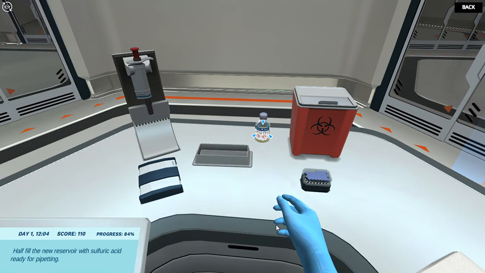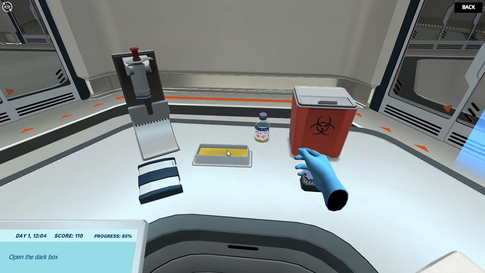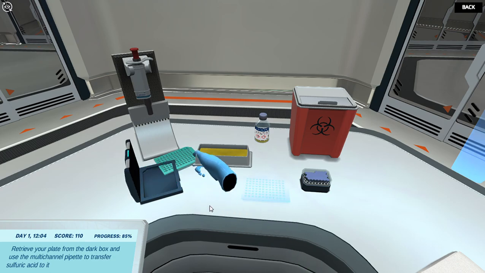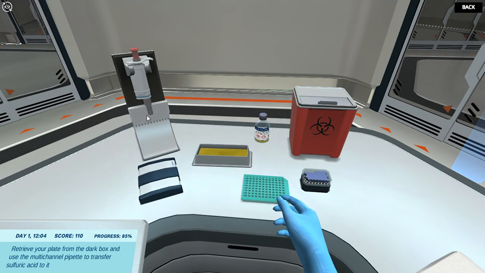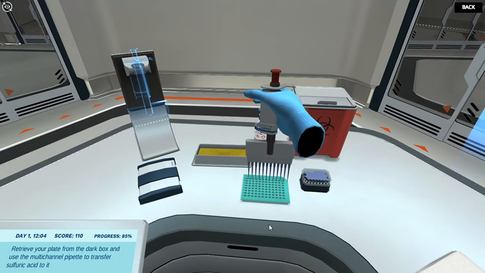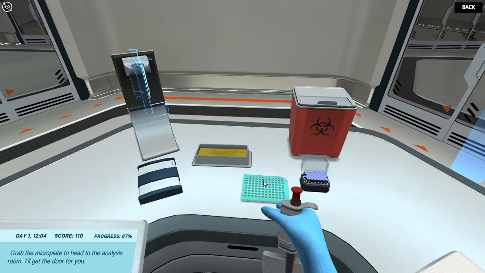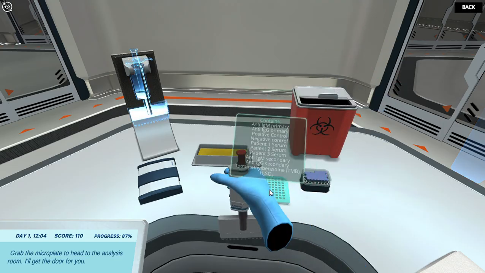Right. Half fill the new reservoir with sulfuric acid ready for pipetting. Open the dark box. Retrieve your plate from the dark box and use the multi-channel pipette to transfer sulfuric acid to it. Yay! That was the last. Grab the microplate to head to the analysis room. I'll get the door for you.